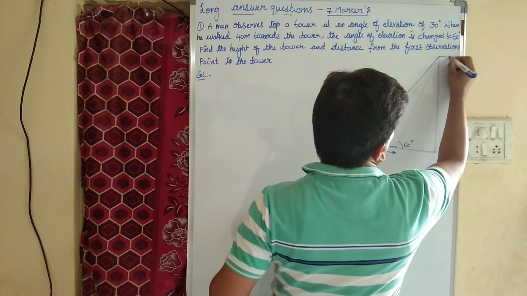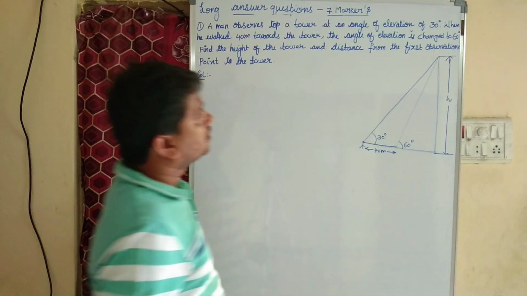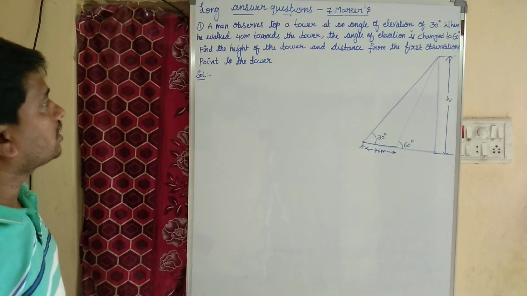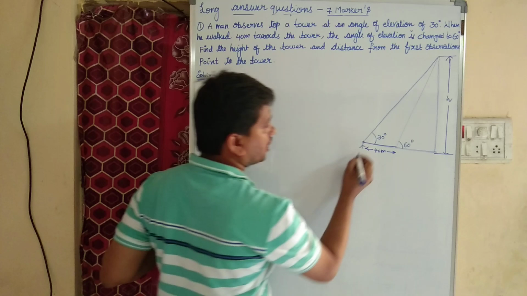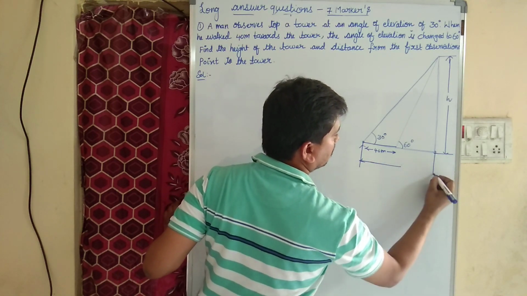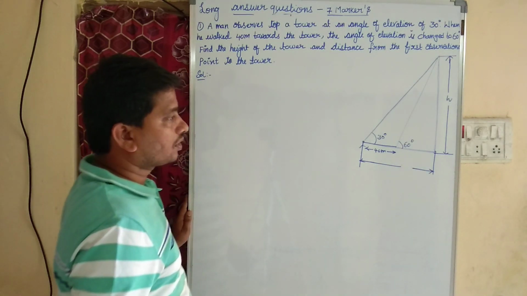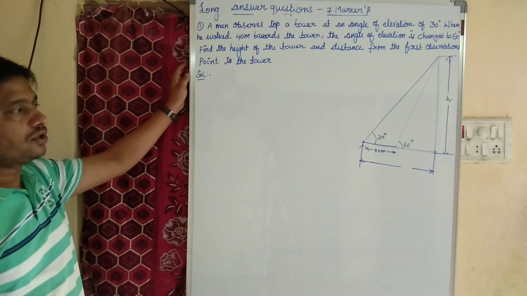We need to find the height of the tower. Second question is the distance from the first observation point to the tower. And we need to find this distance. Okay, distance from the first observation point to the tower.